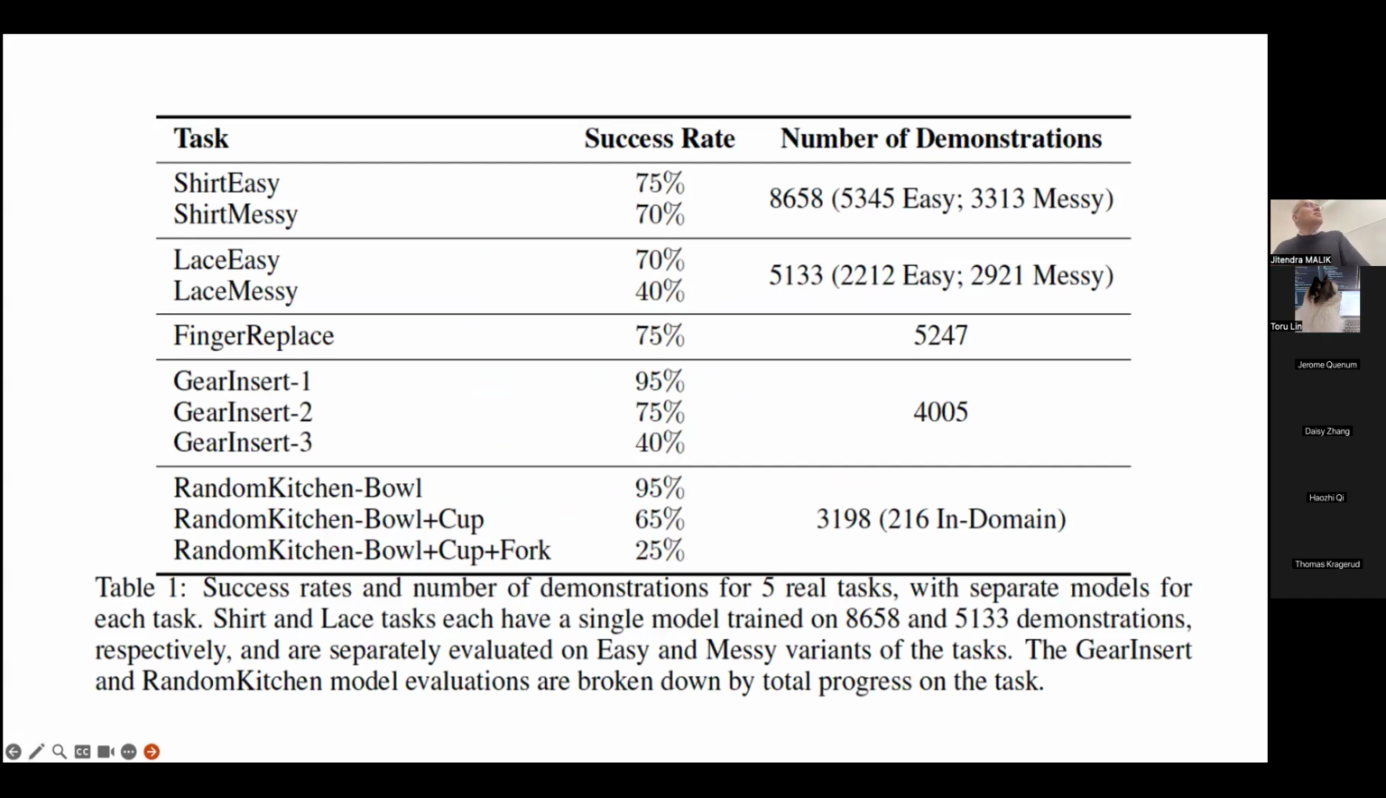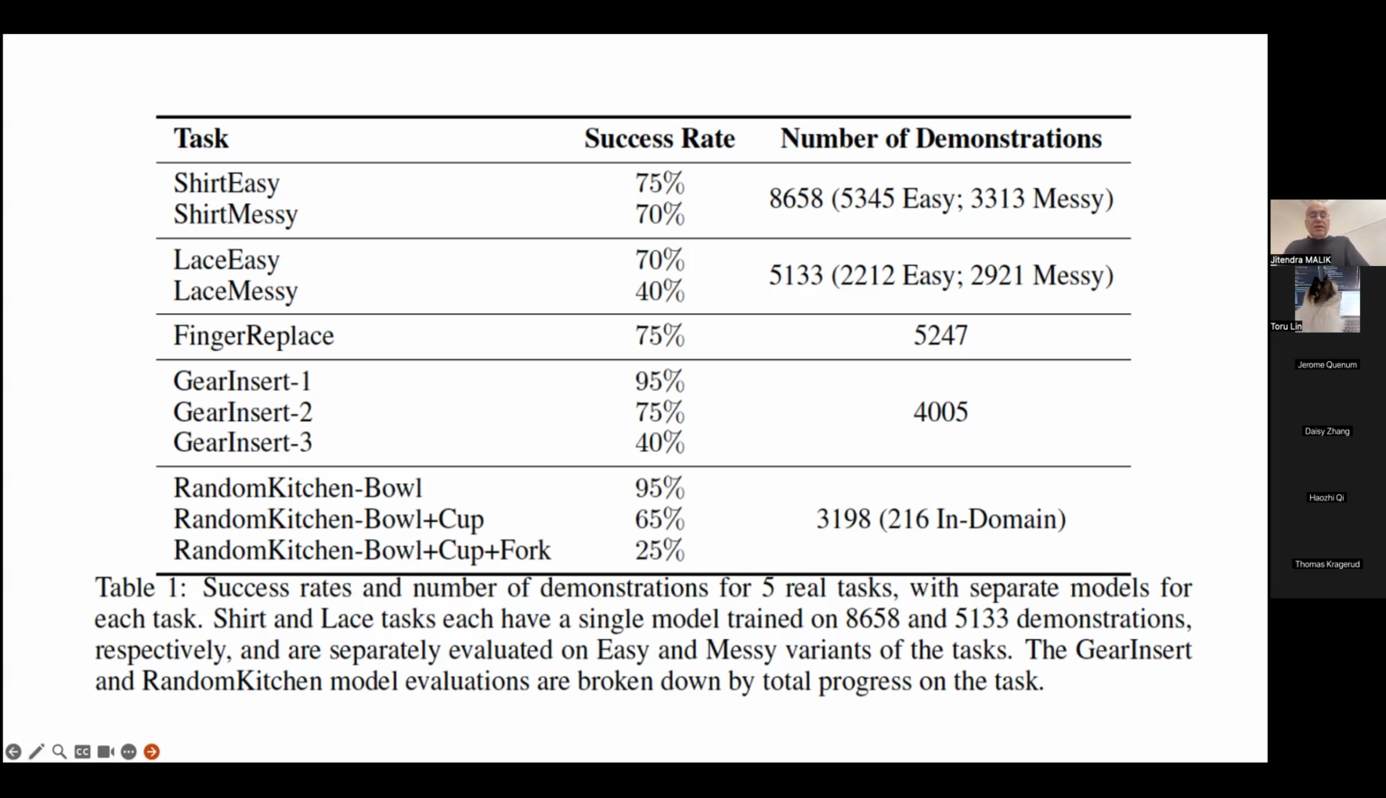Here are the numbers. They're sort of in the 70s, I would call that. 75%, 70%. The shoelace task is 40%. They insert three gears in order, and the first gear insertion is 95% accurate. Usually in these sequential tasks, by the time you are finishing the last task, the probability of success goes down, because at every stage you make an error and it accumulates. So this gives you a flavor.